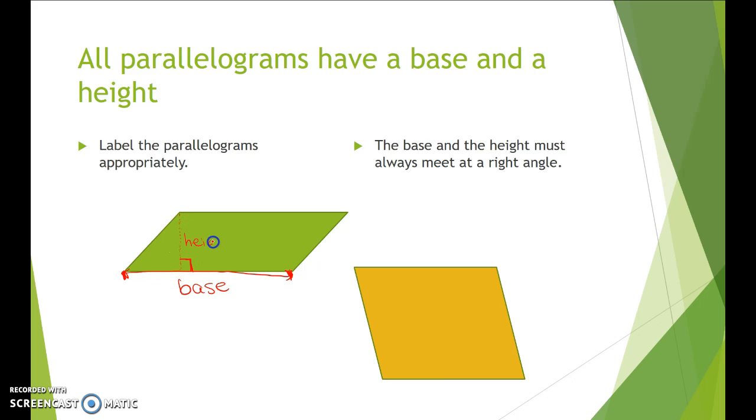Now, you're going to ask me a really good question. You're going to ask me, can I turn it sideways and make this guy the base? And the answer is yes, but it's not going to be quite as easy to draw a line at a right angle from one side of the polygon to the other. So we're usually going to try to do this the easiest way possible. But every base has a height that goes with it, that is its buddy, that meets at the right angle. And that's the big important part of a parallelogram.